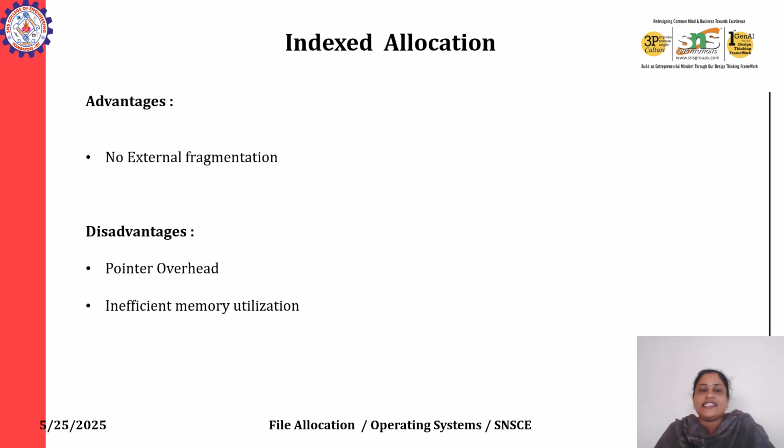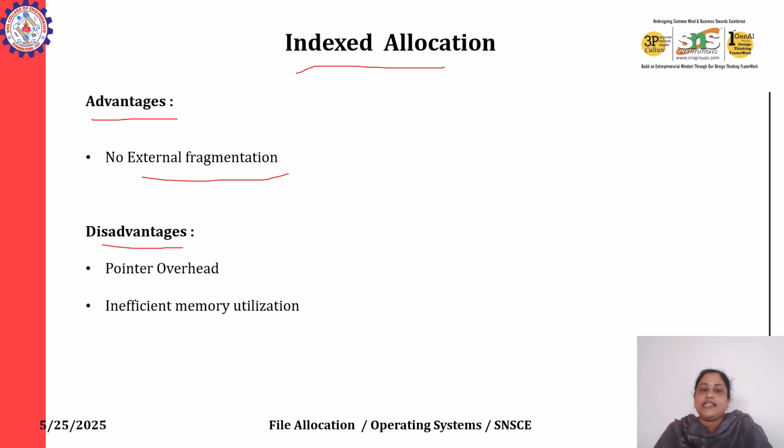Now let's discuss the advantages and disadvantages of the indexed allocation method. When we talk about the advantages, as we all know, indexed allocation and linked allocation overcome the problem of external fragmentation. Also, indexed allocation provides direct access to the file, so very fast access to the file blocks can be done in indexed allocation.